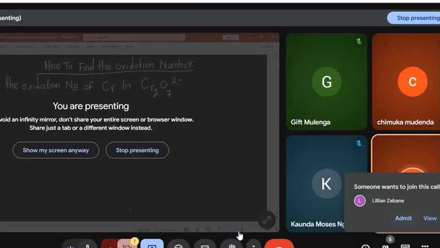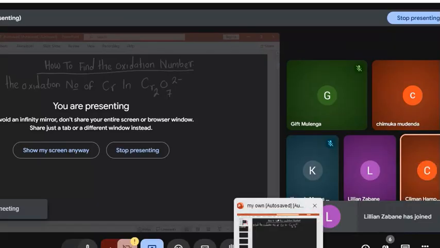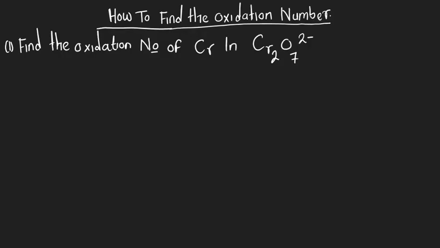Does anyone have an idea how to solve such a question? Okay, so since no one has an idea, let me give you the idea.